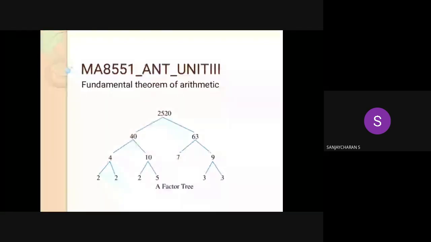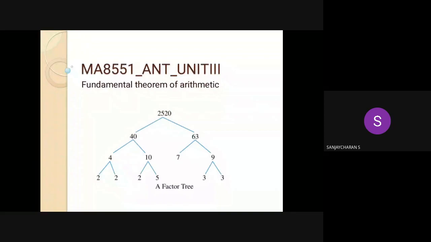Okay, from the first page I showed one figure. At the top I have the number 2520. After that I branched it into 2, that is 40 into 63. 2520 is factored as 40 into 63. Again 40 is factored as 4 into 10, and 63 is factored as 7 into 9. Again I can factor 4, 10 as well as 9. This diagram represents what we mean by the fundamental theorem of arithmetic.